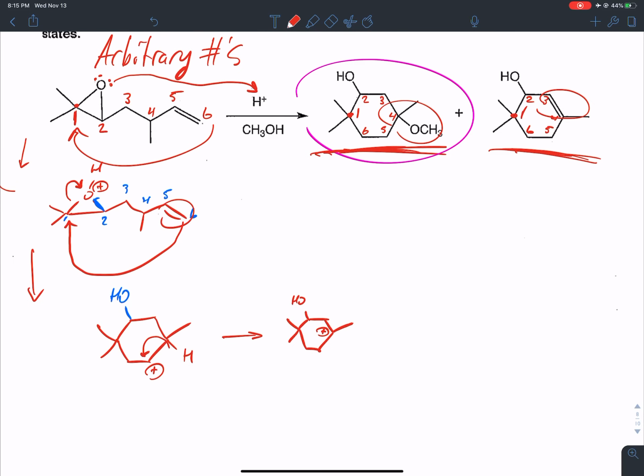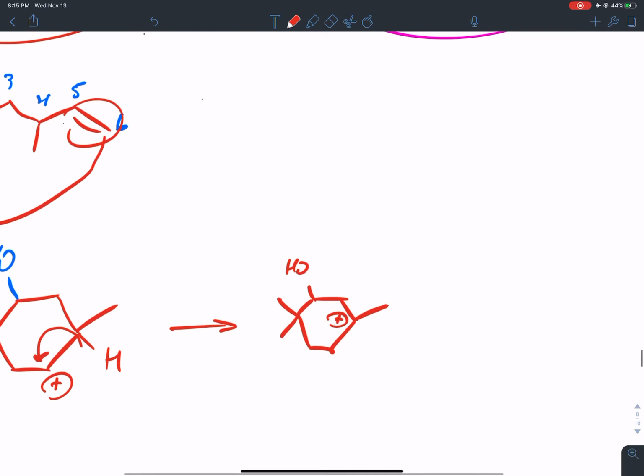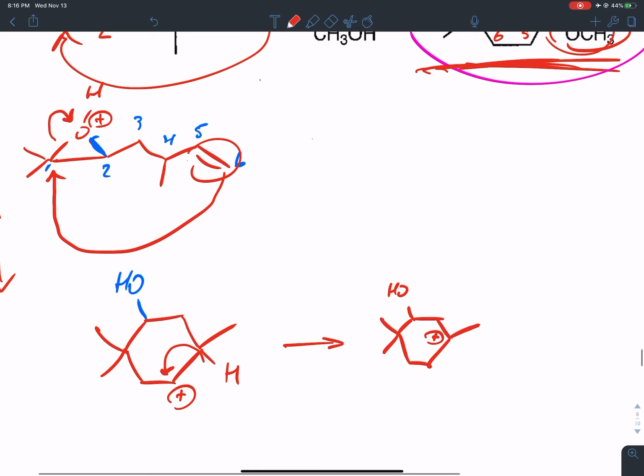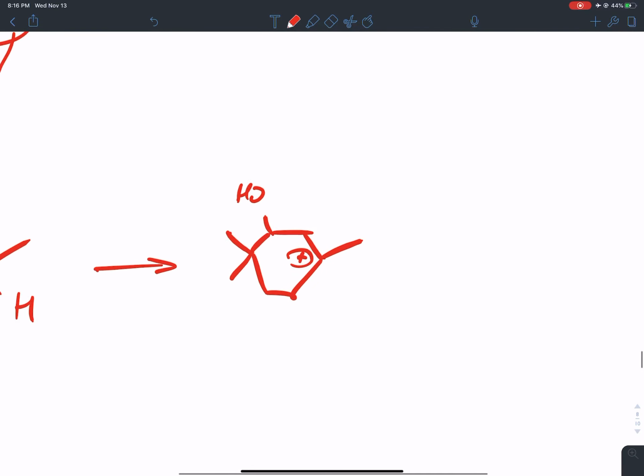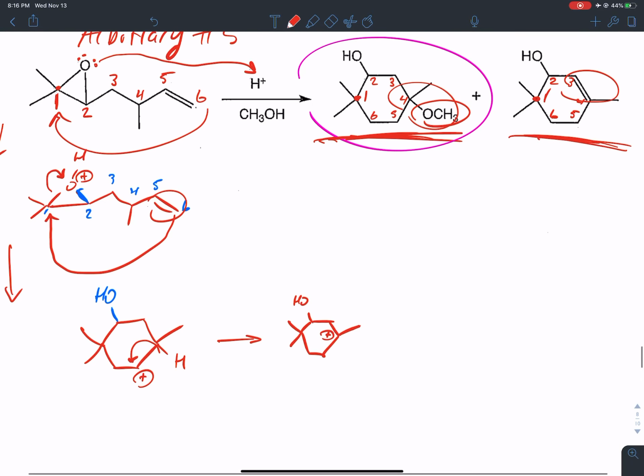Let's look at our first product, product A. What happened? What's new on carbon 4? We have this OCH3 group there. There's a substitution happening, and it's going to be an SN1 because of this carbocation. It won't be SN2 because we've already kicked out the group. We've generated that carbocation already. So what do we have that we can work with? CH3OH, or methanol.